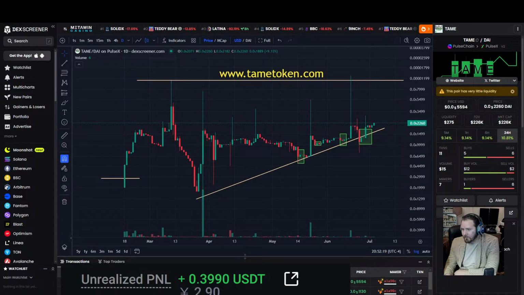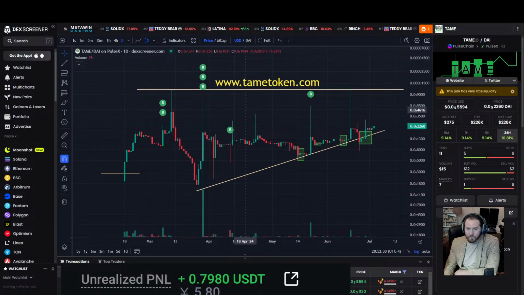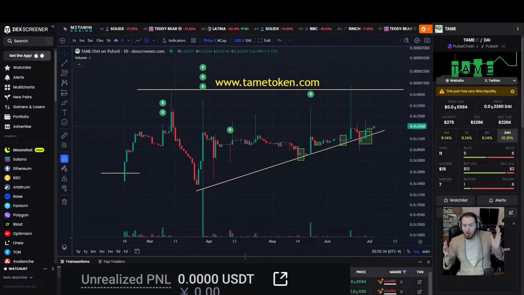So if I put the markers on the chart, if I filter by this wallet, I can filter the buys. So this wallet alone purchased more than $4,000, $4,500 worth of Tame Token. Woo! That's why the price is up to the right, probably.